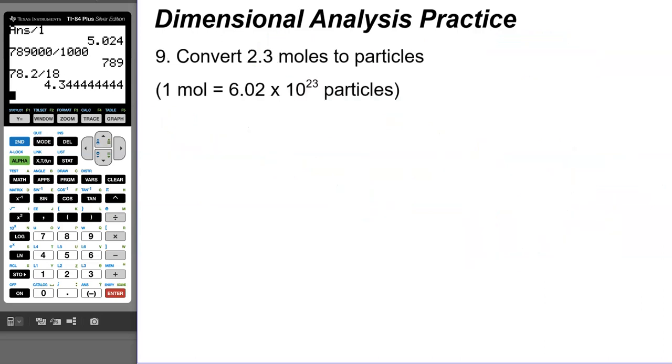Second to last problem here, convert 2.3 moles to particles. And whatever a mole is, whatever a particle is, we're not really worried about that right now, because it tells us that 1 mole equals 6.02 times 10 to the 23rd particles. So it's a really big number.